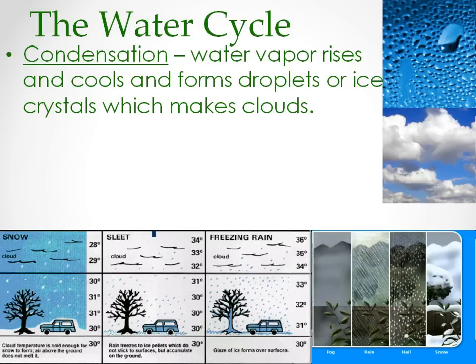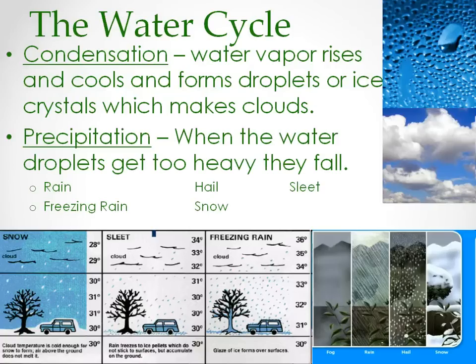The next step is condensation. This is when water that's vapor gets cold and it turns into droplets. So you may have noticed this on a hot summer day if you had a cold glass of something to drink. Outside the glass, it turns to water. It's not the water going through the glass. What it is, is the air that has a lot of water vapor in it cools when it touches the glass and it forms water.